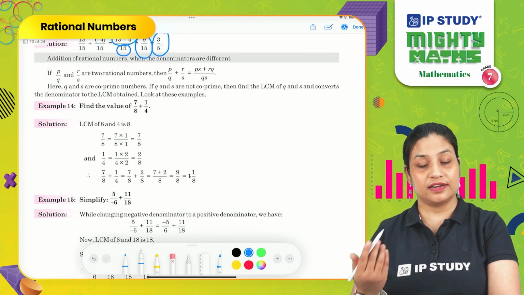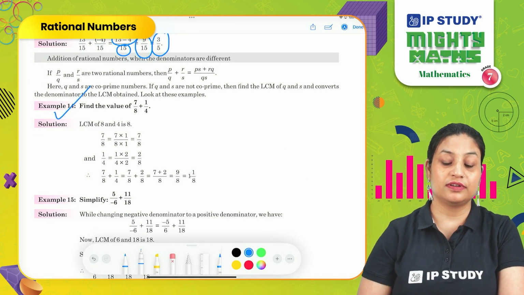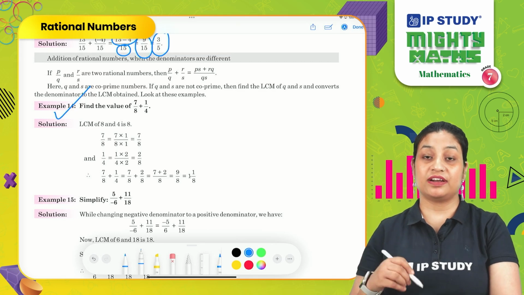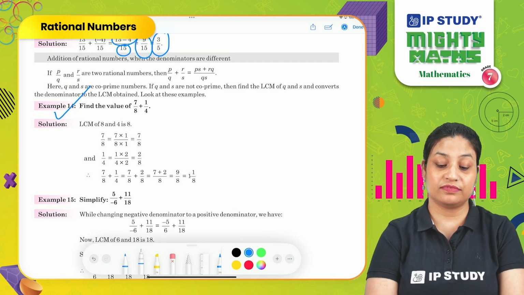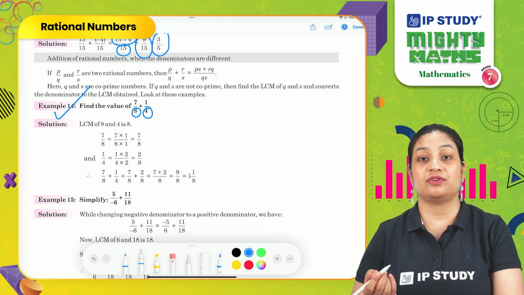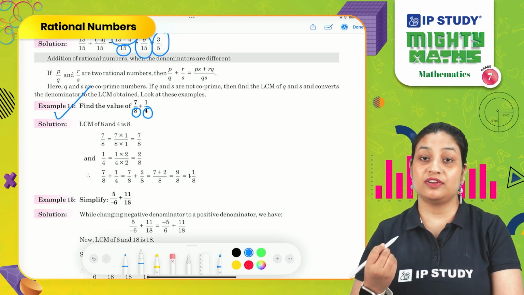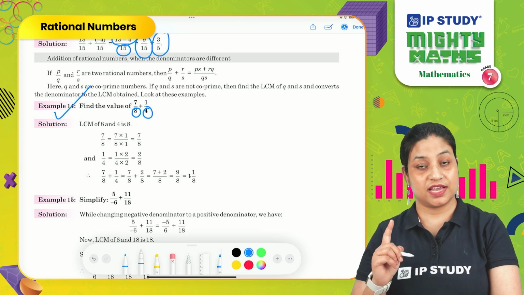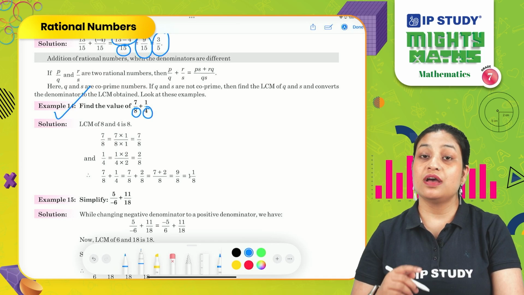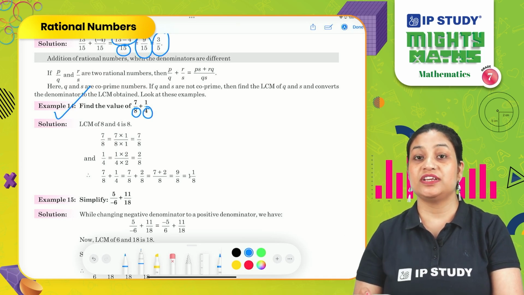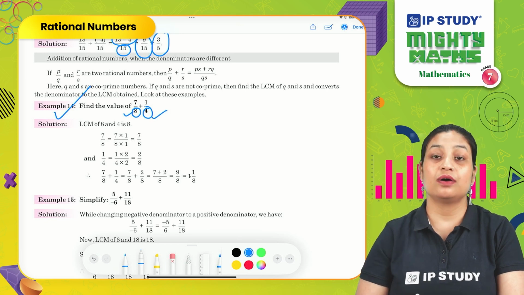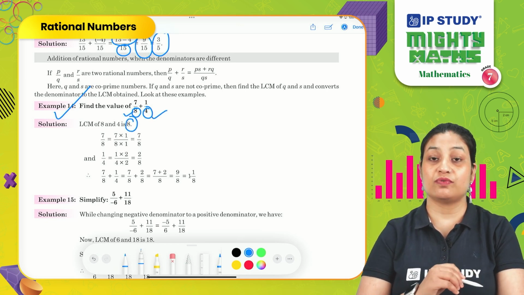Now let's take another example, example number 14. What is the difference between the example that we have done and the example that we are going to take? Here we have different denominators, and in the previous example we were having common denominator. So since we have different denominators for two fractions over here, first step is we have to make the denominator equal. For that, we will find out the LCM of the denominators of the two fractions. So here, if you find the LCM of 8 and 4, you will get 8 as your result.